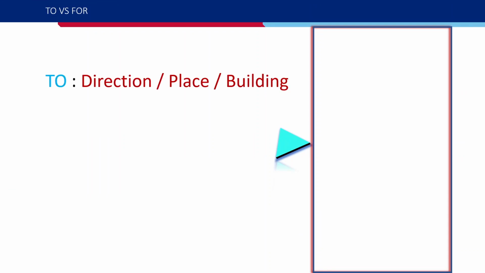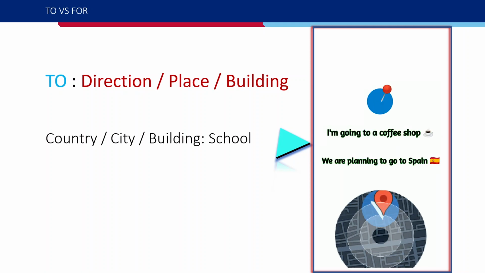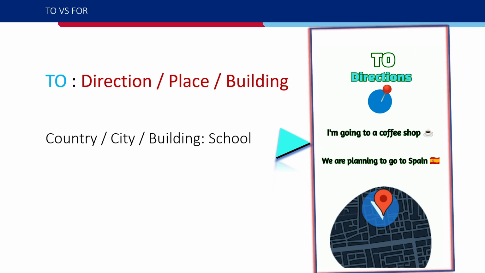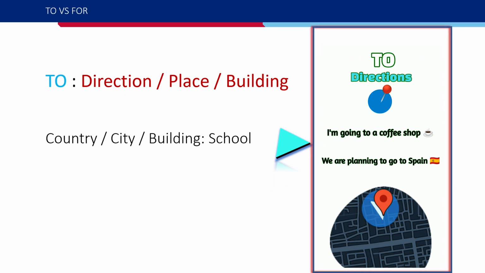Second is the usage of direction, place or a building. When we go somewhere or to a certain place, country, city, building, like school, for example, I'm going to say, I'm going to a coffee shop. Coffee shop is a place, is a building I'm going to. There is a direction. We are planning to go to Spain.